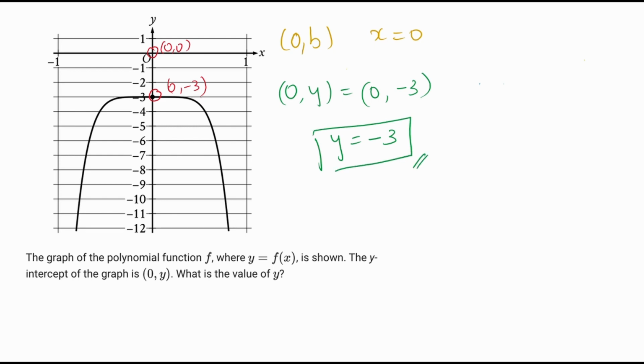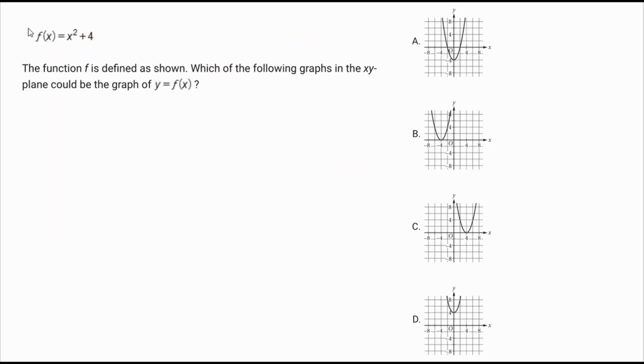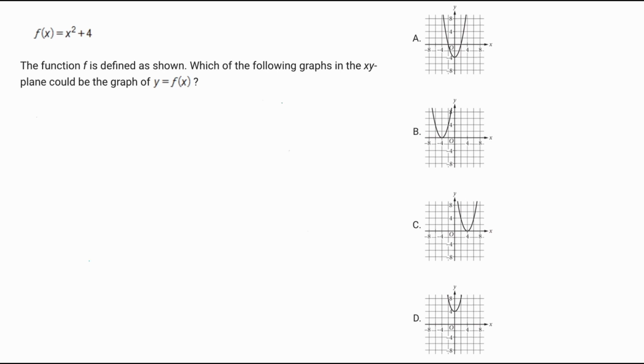So moving on to the next question. f of x is equal to x squared plus 4. The function f is defined as shown. Which of the following graphs in the xy-plane could be the graph of y is equal to f of x? To plot a graph, we need to make use of our y-intercept and x-intercept. So let's calculate our y-intercept first.